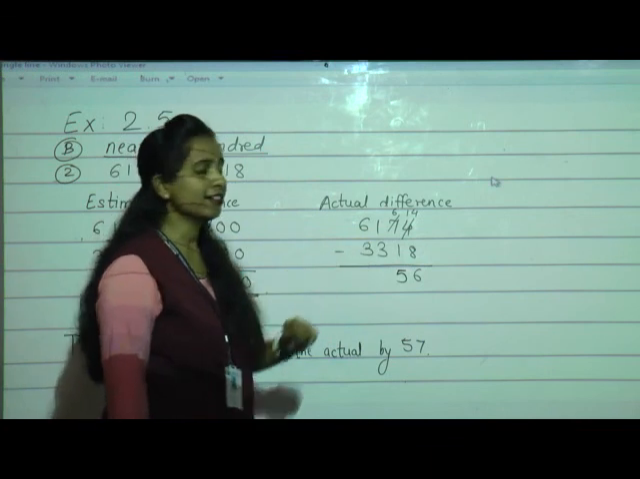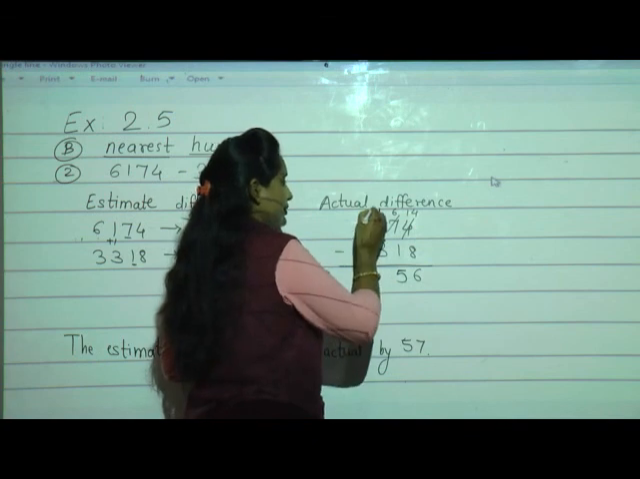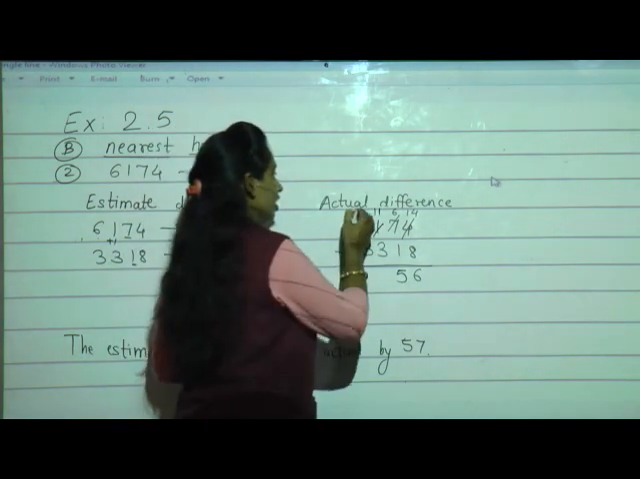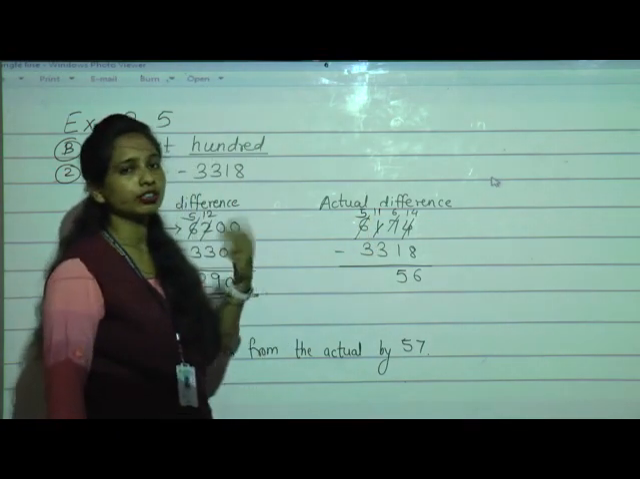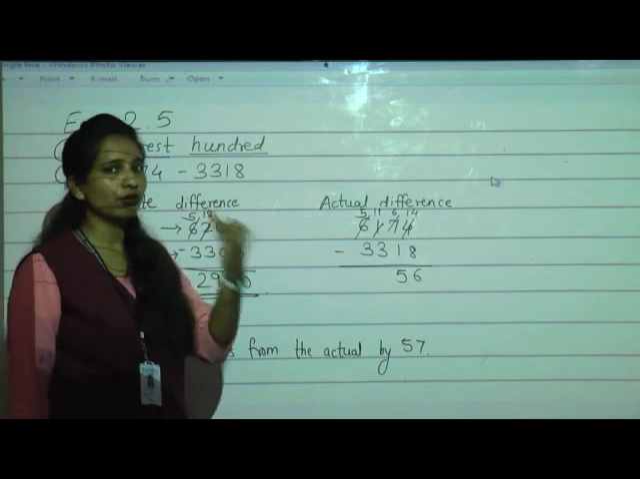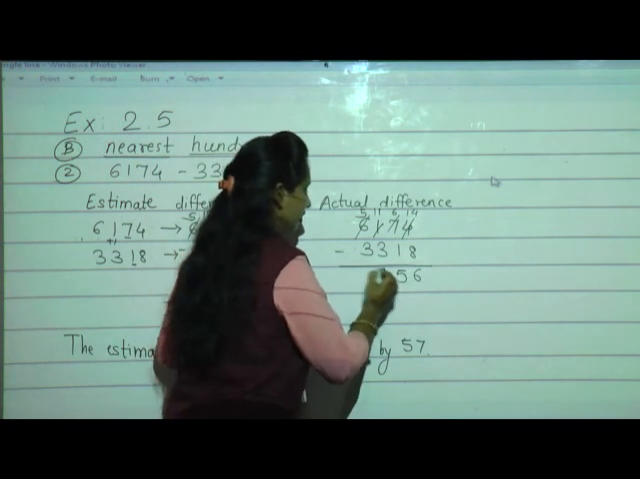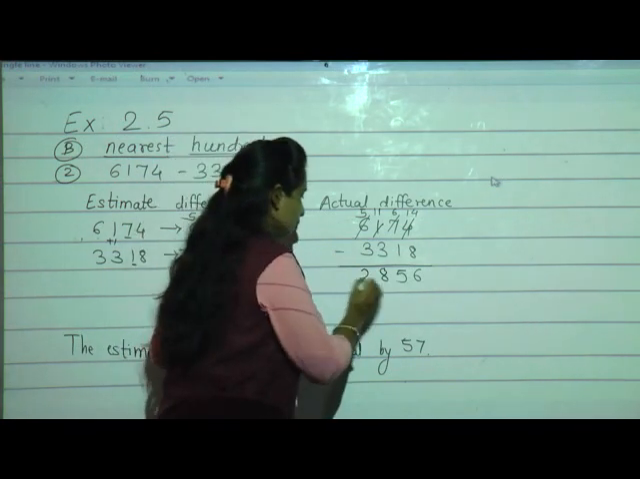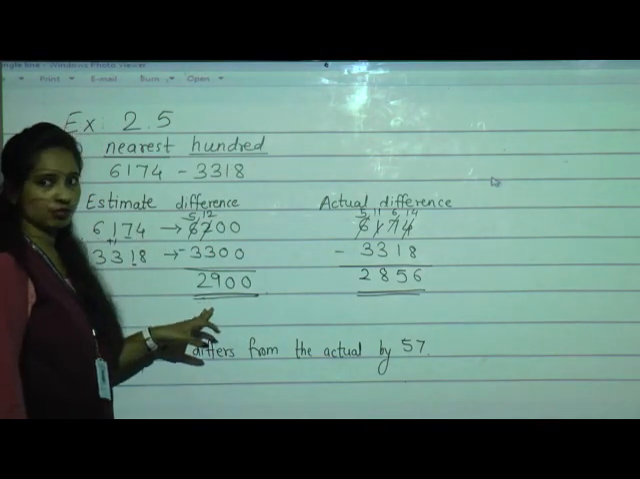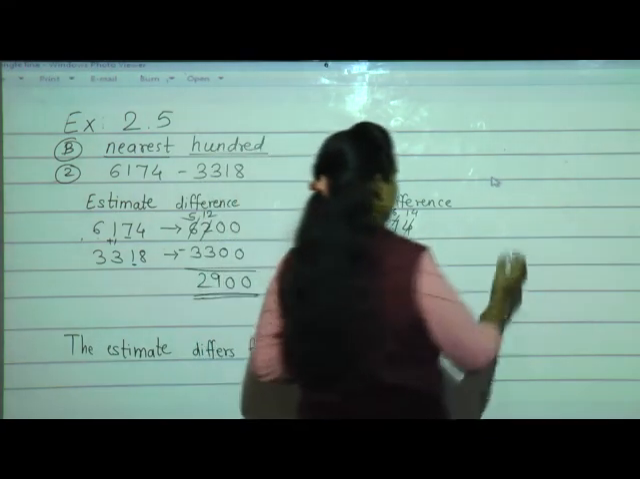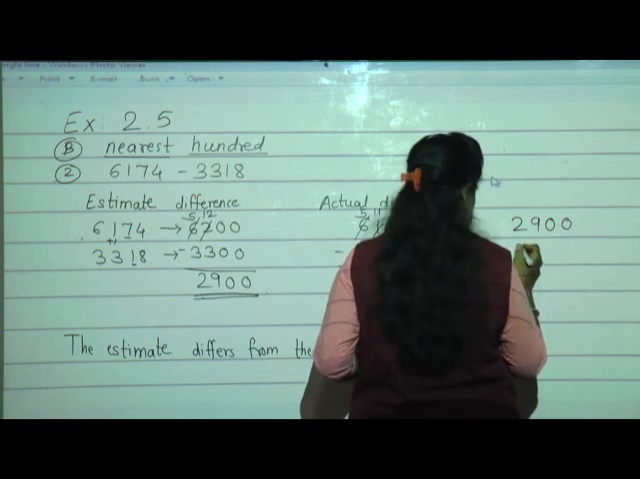Good. Then 1 minus 3. Again we cannot do. So cut the 1 as it is. Take borrow from the neighbor. The neighbor is having 6. He will give 1, 5 will remain. Now again 11 minus 3. Count after 3 till 11 comes: 4, 5, 6, 7, 8, 9, 10, 11. How many? 8 will remain. Now 5 minus 3 is 2. So this is the actual difference. Now see which is the greater number, 2,900.